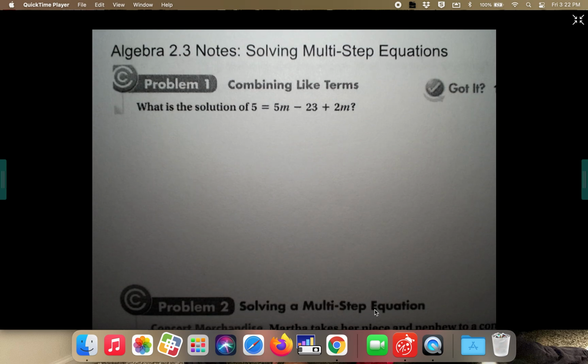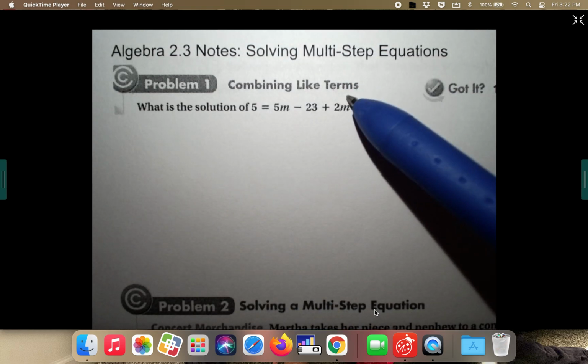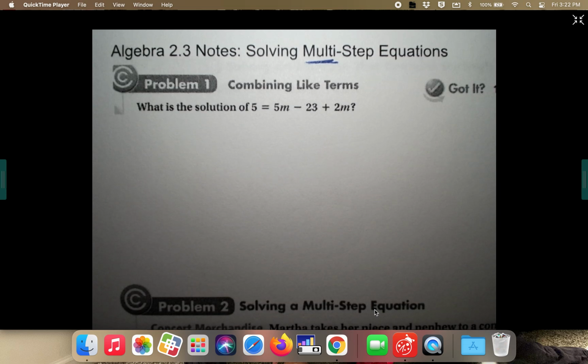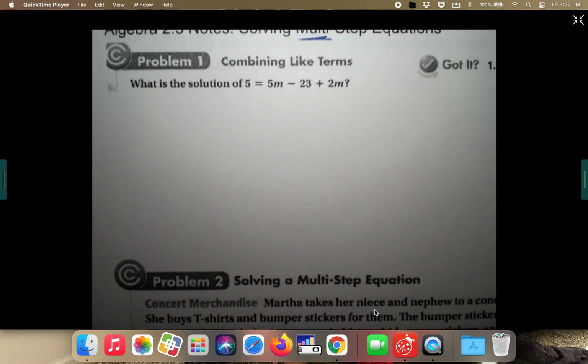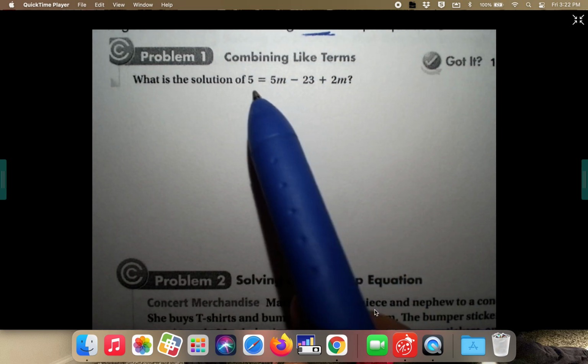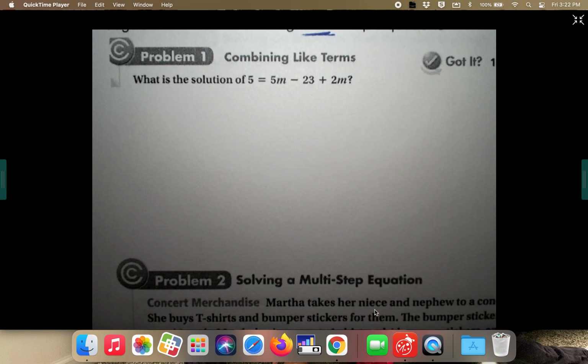We are working on Algebra 2.3 notes today. Yesterday was 2.2, which was two-step equations, and now we're bumping it up to more than 2 steps. These are going to be multi-step equations, much more than 2. So problem 1 says we're just combining like terms. What is the solution of 5 equals 5m plus 23 plus 2m?